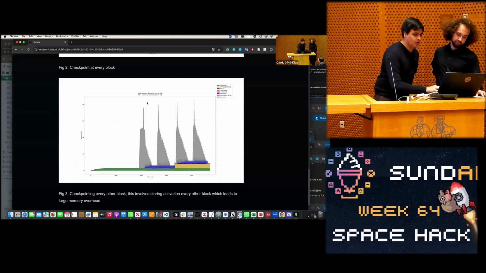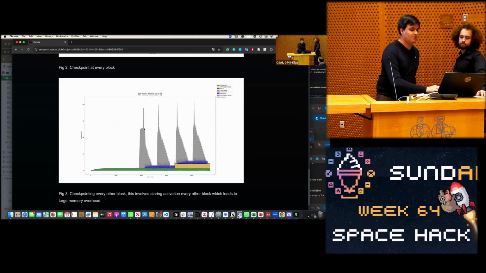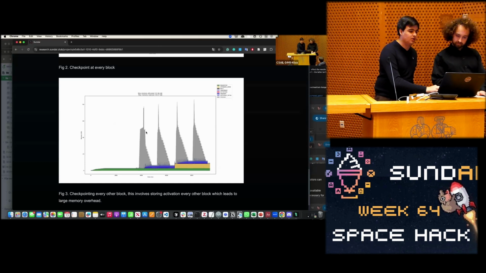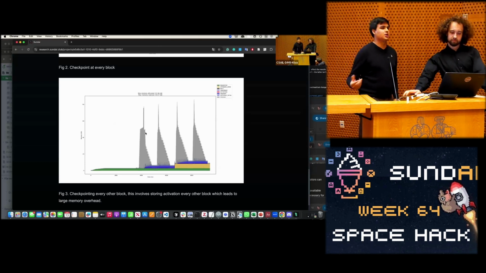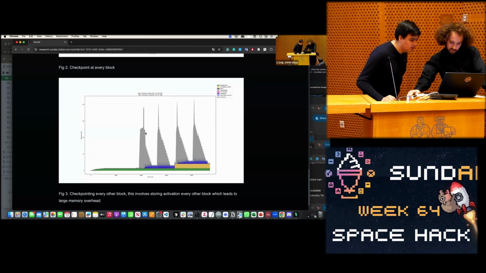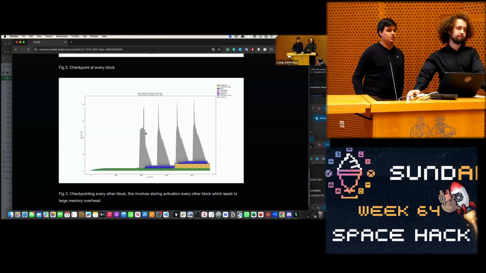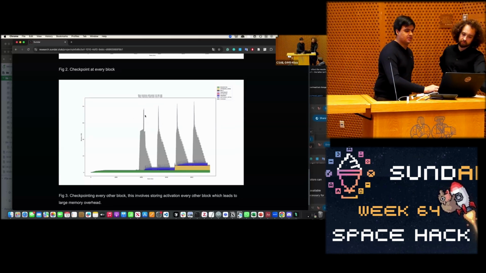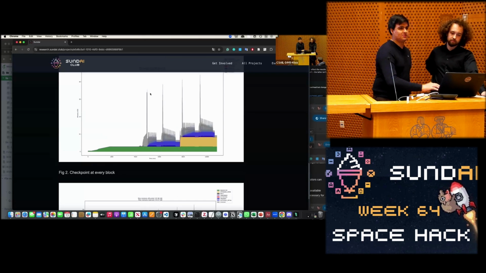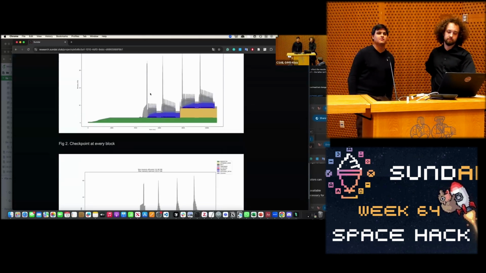So here our maximum was like 95 gigabytes. This is if we do the gradient checkpointing every two layers, right? Yeah, every other block. So this spike right here is the same as this spike, right? So it's very tangible, the difference.